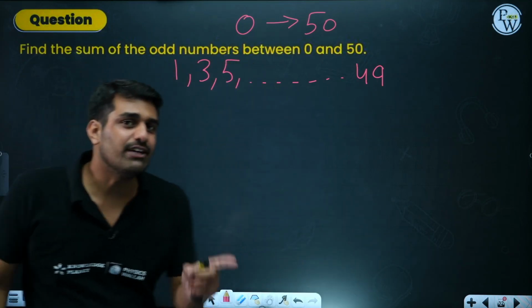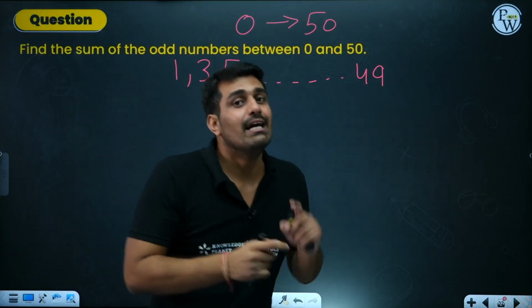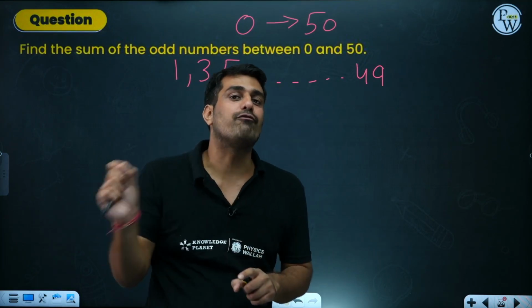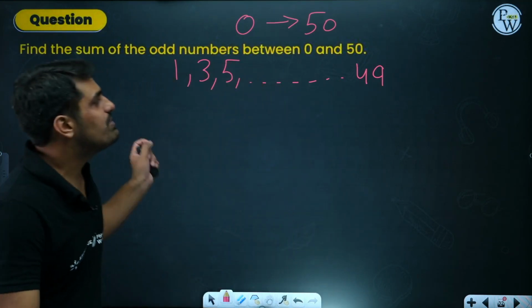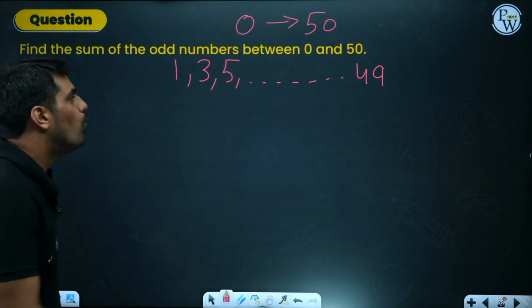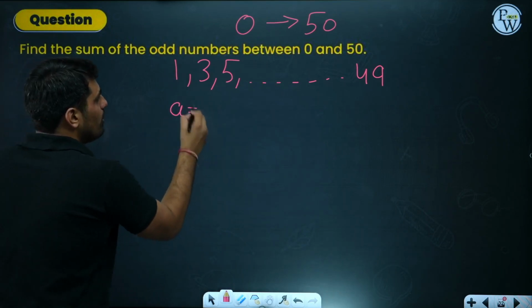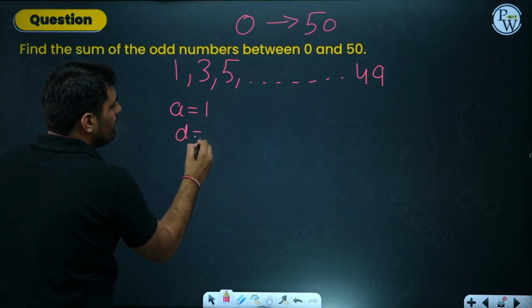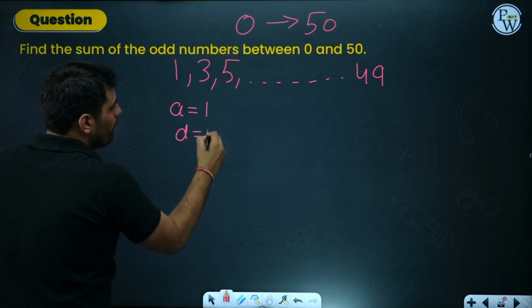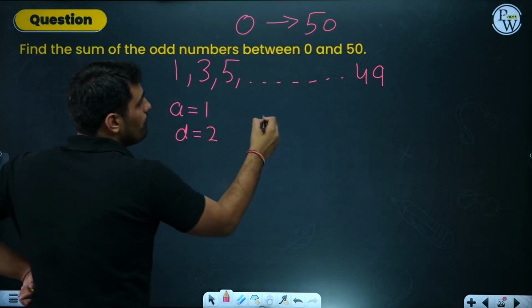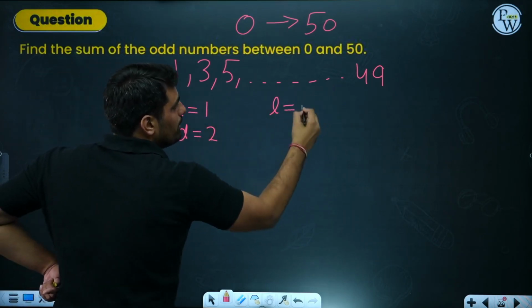After reading the question, the first task is to write an AP. These are word problems where you have to generate the AP. Once you have generated the AP, things are easy. What easy? The value of A. The value of A is 1. The value of D is simply 2 over here, 3 minus 1, 2. The value of L, that means the last term, 49.